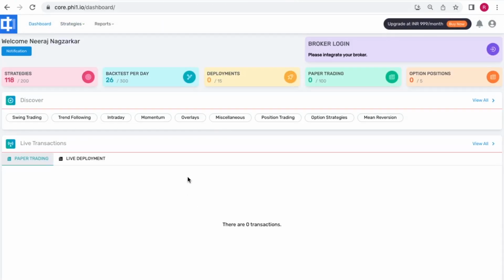Now, when you go to the dashboard, there's a Discover section here where you will see a lot of ready-made templates of the strategies that you can use, customize completely by adding indicators, removing indicators, and even changing values for these indicators.